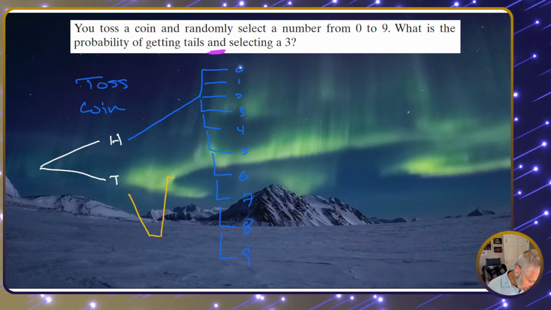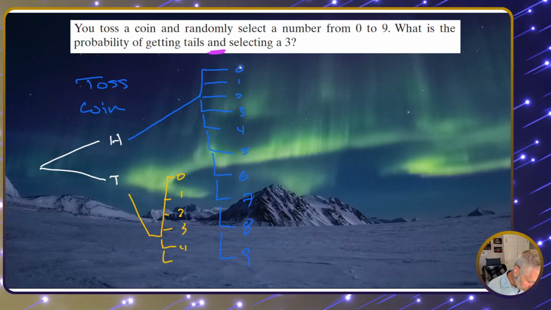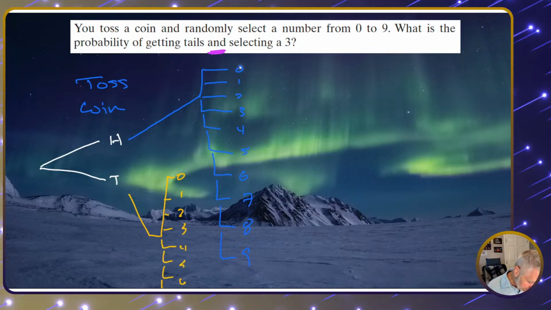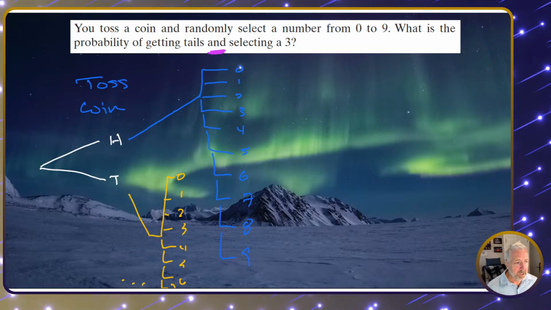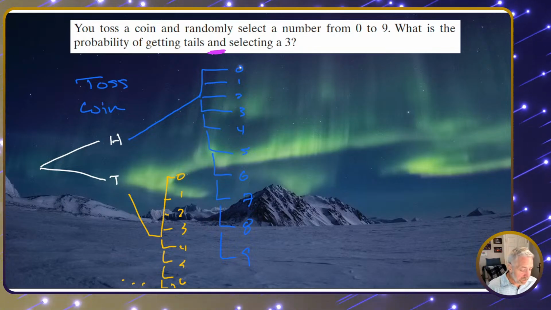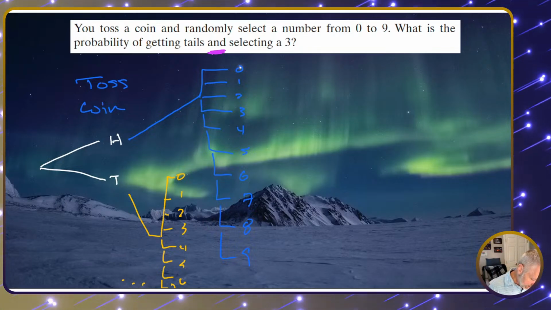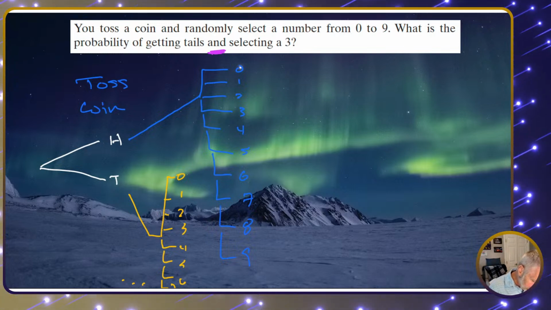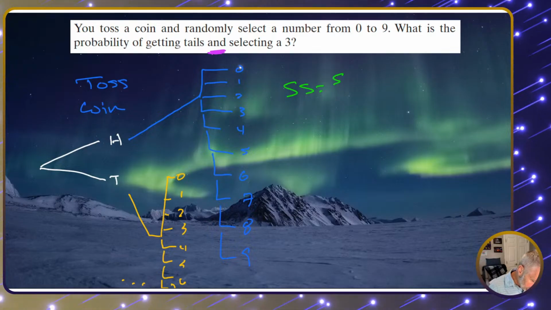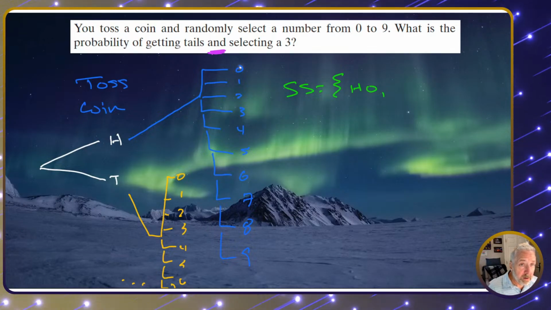So I'm going to get 0, 1, 2, 3, 4, 5, 6, 7, ... I'm going to put, wow, that's terrible. But this is our tree diagram, right? So our sample space would look like this. I think green may work if I do it here. My sample space is going to look like heads, 0.